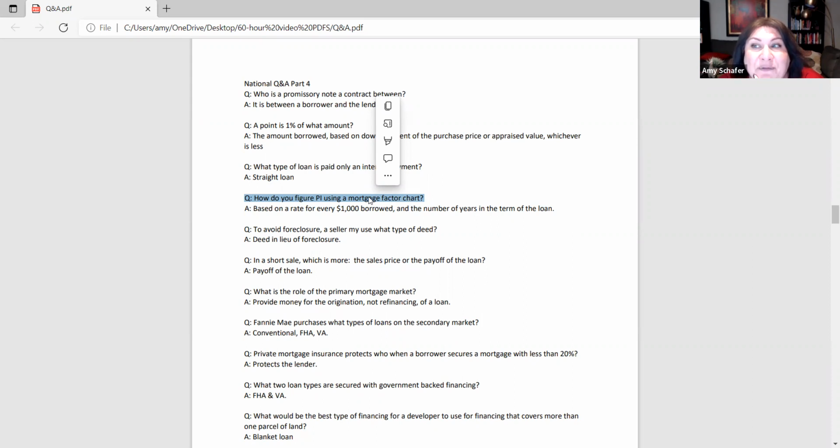Mortgage factor charts will be available for you at the test center. If you're testing from home, it will also be available for you. They will provide it on their online system. At the test center, it is actually printed, laminated, and taped to the desktop, from what I've seen.